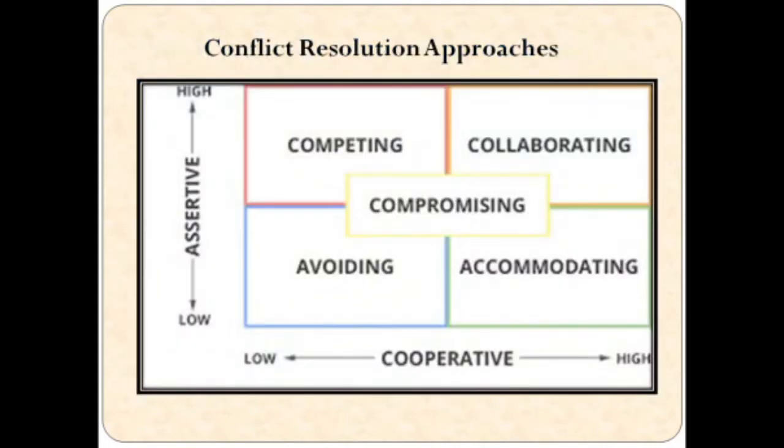Now, we can compare these 5 approaches to conflict resolution. Although all approaches like avoidance, accommodation, confrontation, compromise, and collaboration can be used to resolve conflict, each approach has some problem. Avoidance, accommodation, and confrontation all may work to resolve the conflict. But these approaches create winners and losers.